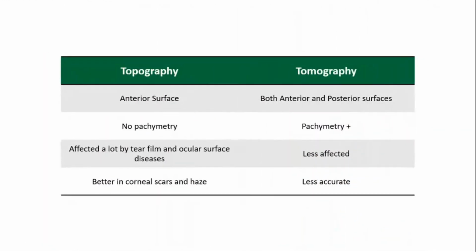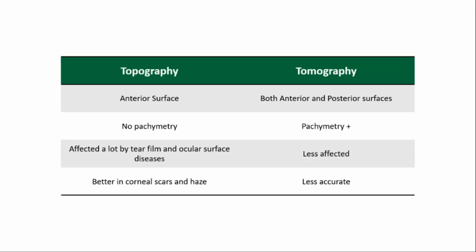As we know, there are two things available in the machines, topography and tomography. The difference between the two is that in topography, we measure only the anterior surface of the cornea, and in tomography, we see both anterior and posterior surfaces of the cornea. Thus, pachymetry is not included in topography, whereas in tomography, pachymetry or thickness of the cornea is included.